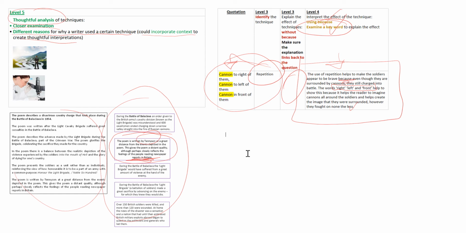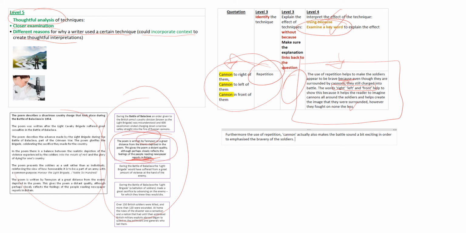So what I'm going to say is, for my level 5, furthermore, because I'm going to continue my idea: furthermore, the use of the repetition "cannon" actually also makes the battle sound a bit exciting in order to emphasize the bravery of the soldiers.